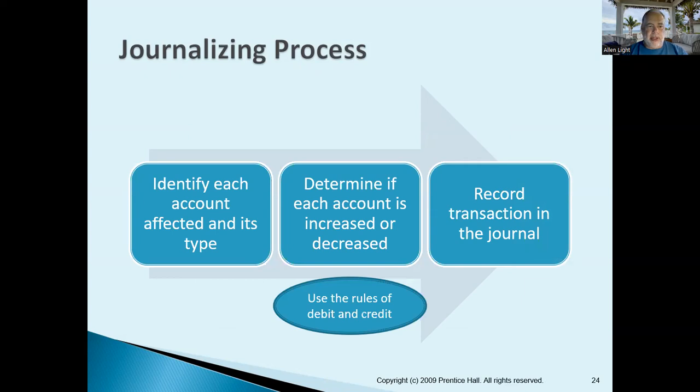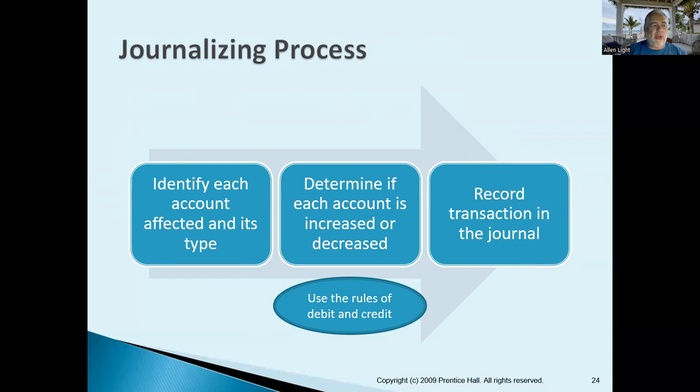So let's talk about journalizing. How do we journalize our transactions? The process has 3 steps to it. First, we're going to identify each account affected and its type. In other words, is it an asset? Is it a liability? Is it owner's equity? Then we're going to determine whether each account is increased or decreased using those rules of debit and credit.